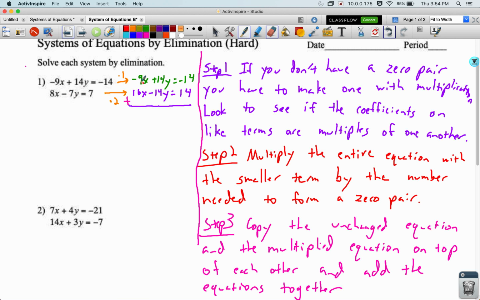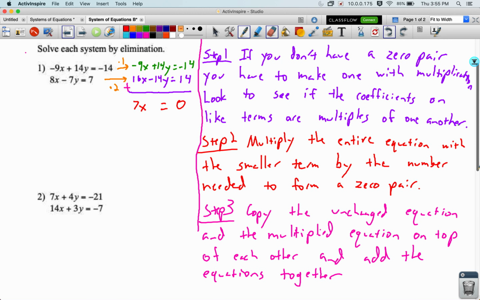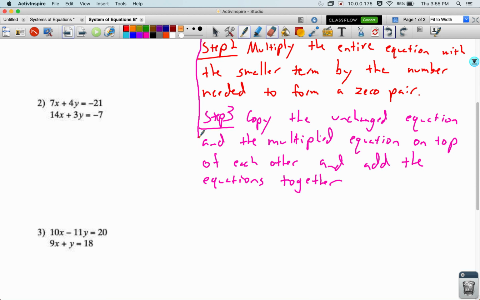I'm going to add together my like terms. Negative 9x and 16x combined to be a positive 7x. These terms are now a zero pair, so they eliminate. And negative 14 and 14, those are also a zero pair, so they just become a 0. I still have to write something on this side. Let's just write down what we do next. Although at this point, if you can solve it the easy way, the steps are going to be identical now.